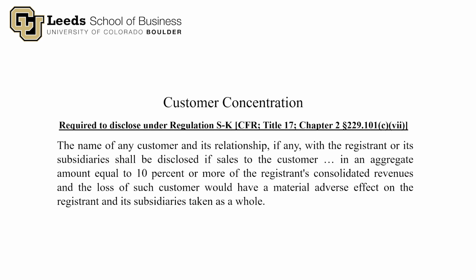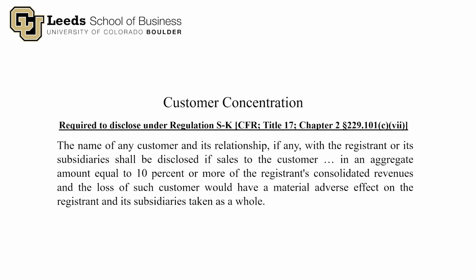in Form 10-K. And the rule states that a company has to disclose the name of any customer and its relationship, if any, with the registrant or its subsidiaries if sales to the customer in an aggregate amount equal to 10% or more of the registrant's consolidated revenues, and the loss of such a customer would have a material adverse effect on the registrant and its subsidiaries taken as a whole.